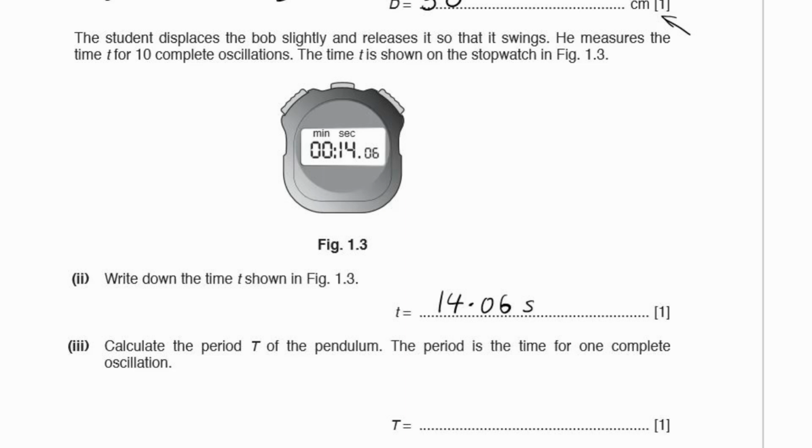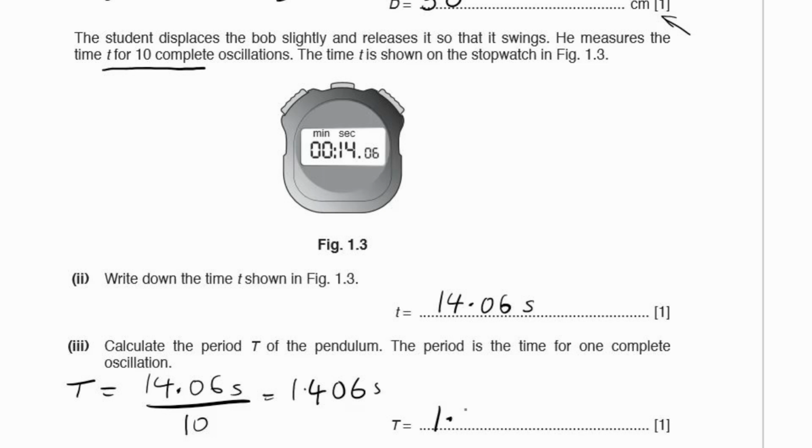Now, calculate the period t of the pendulum. The period is the time for one complete oscillation. We're told that this one, 14.06 seconds, is the time for 10 oscillations. So the time for a single oscillation will just be that value, 14.06 seconds, divided by 10, which will give us 1.406 seconds. And again, you can see there's no unit there, 1.406 seconds. Be careful not to get caught out.